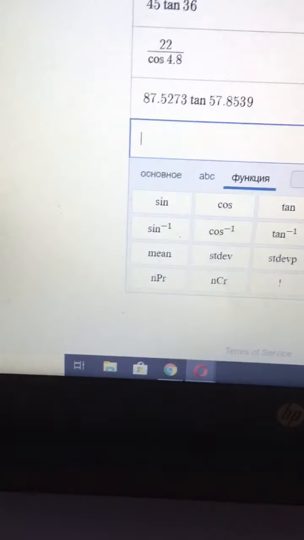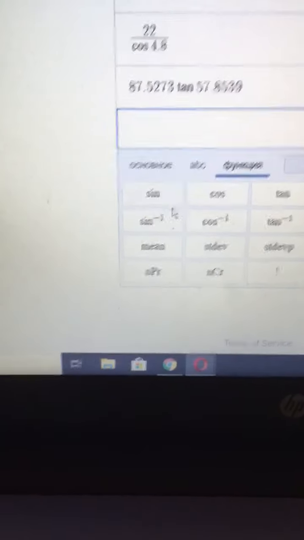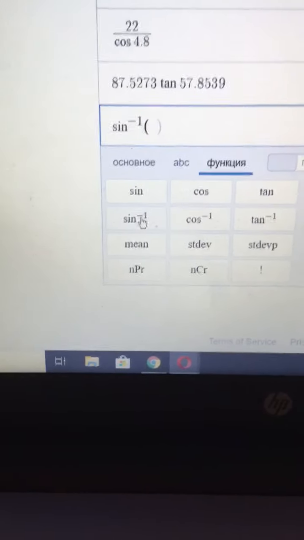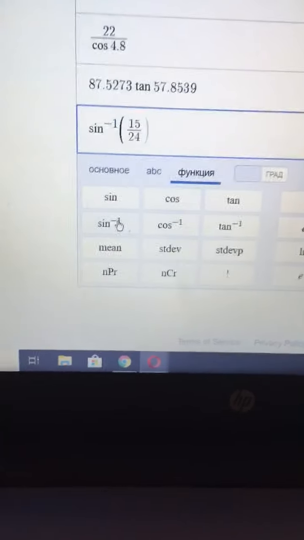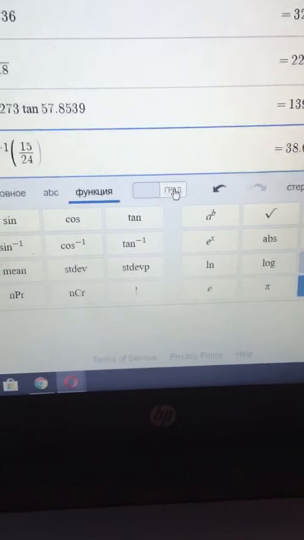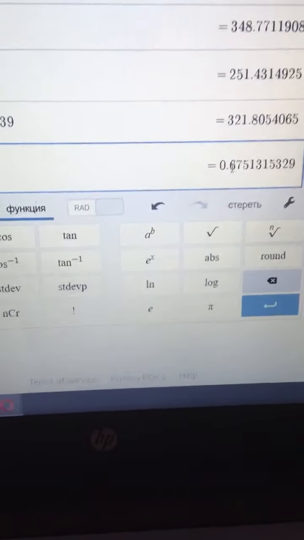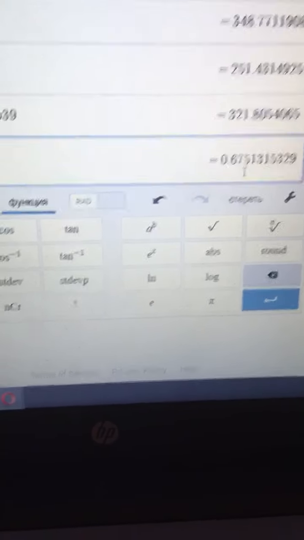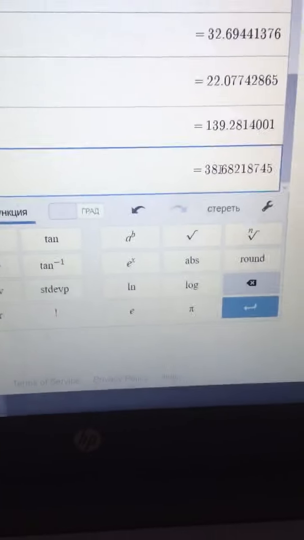All right, so we need sine inverse, but on yours, whatever it is, the third one, it probably says the word functions. Sine inverse of 15 over 24. And I'm just going to use the calculator to type it. 15 over 24. Again, make sure you're in the degree mode. This stands for degrees here. If you were in this mode, you would have radians, and see how you get a weird number like 0.675. The angle's not going to be that small, so make sure you stay in degree mode.